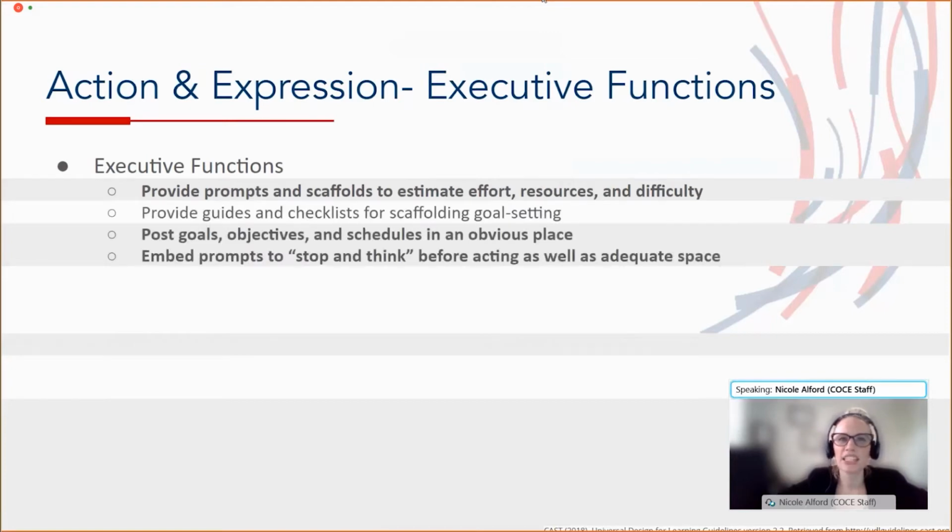Giving them the goals and objectives, keeping it consistent. So in our slides, we have a consistent framework. So we have the objectives, the introduction, the to-do, the assignments, and the reading.